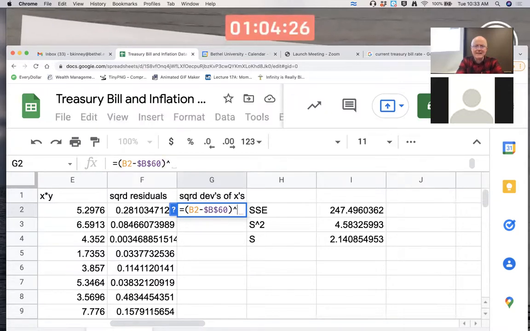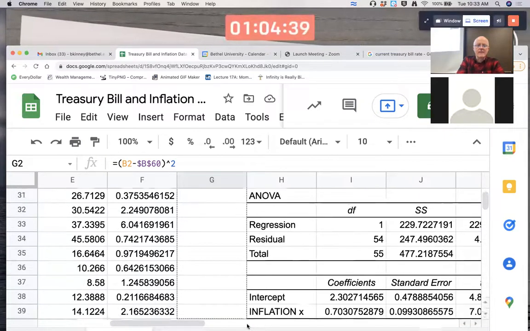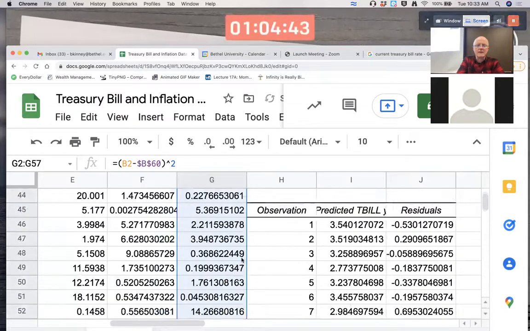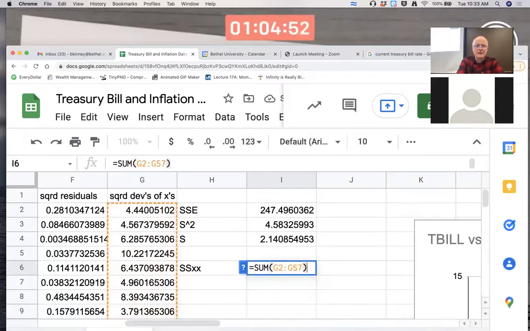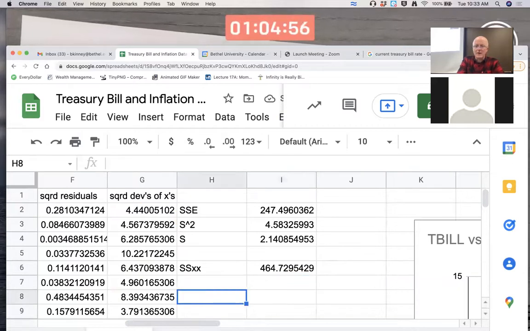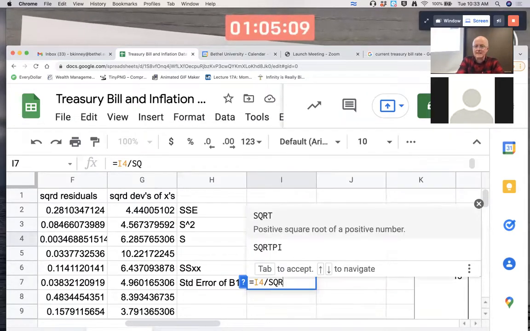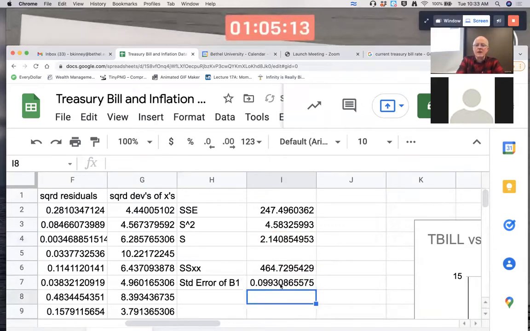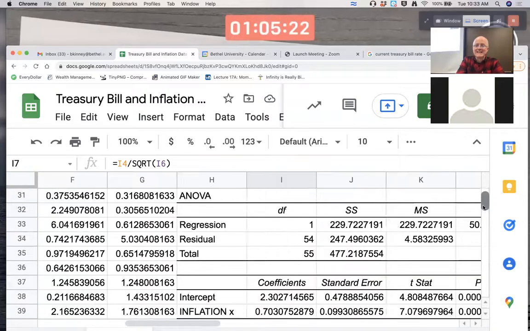My purpose here is to compute SSXX. So I'm doing those xi minus x bar squareds. Add those numbers up. There we go. I want to see the standard error of B1. That'll be S divided by the square root of SSXX. 0.0993. Did we see that before? 0.0993. There we go. It worked.